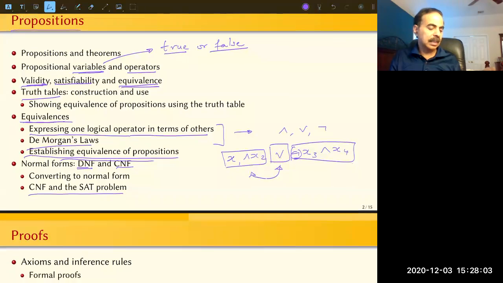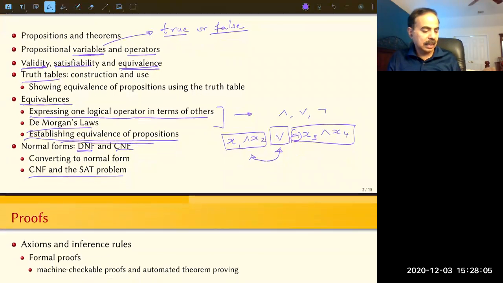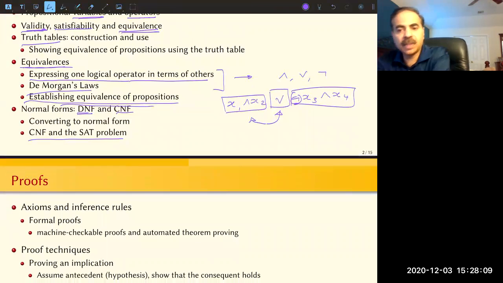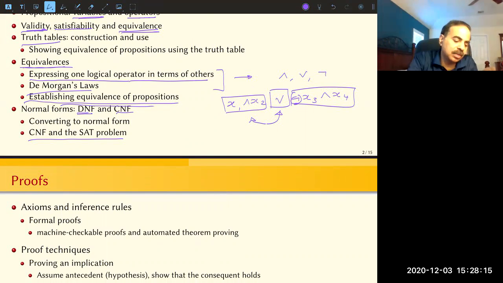Okay, and then we talked about the satisfiability problem as one of the key problems in computer science, something that has formed the basis of a lot of theory on what problems can be efficiently solved and what cannot be efficiently solved, right? That's called the theory of NP completeness.